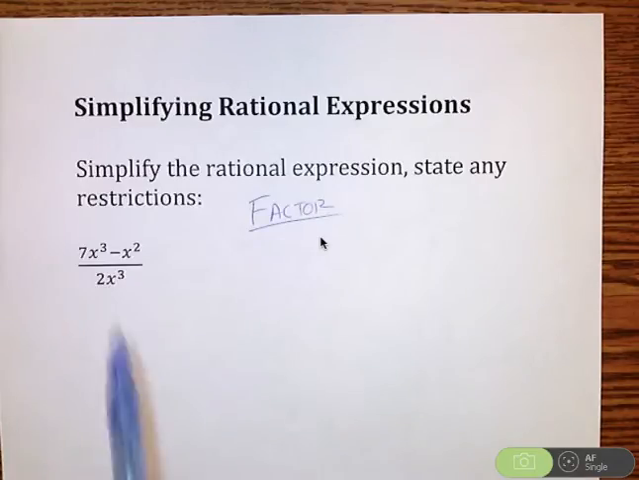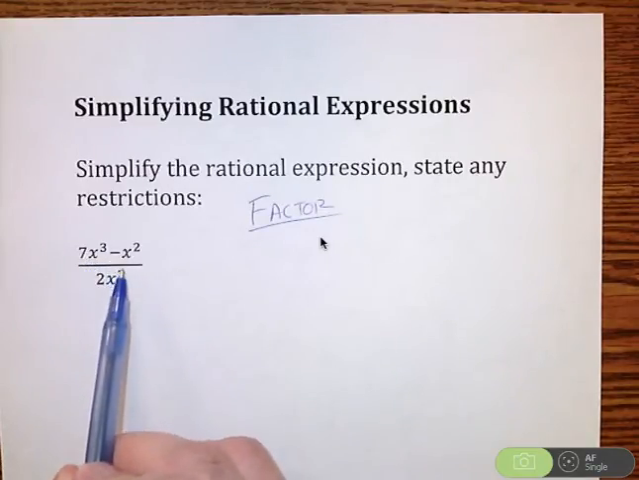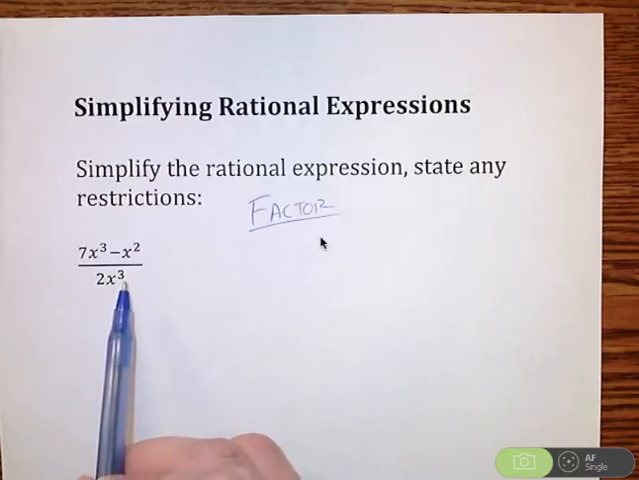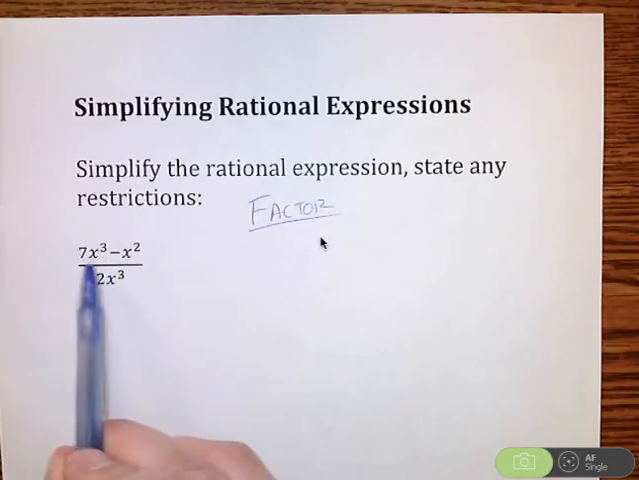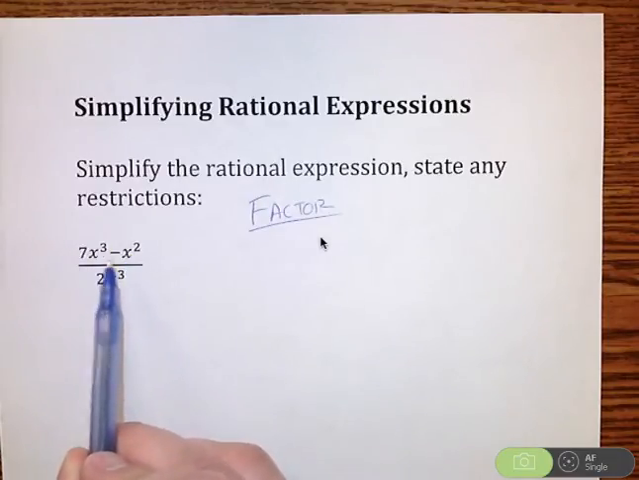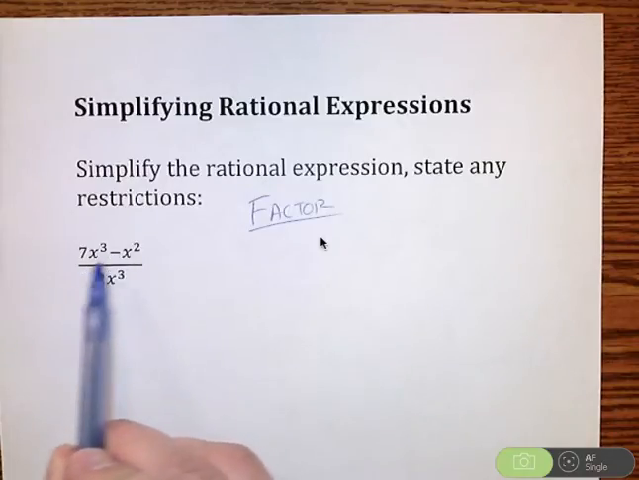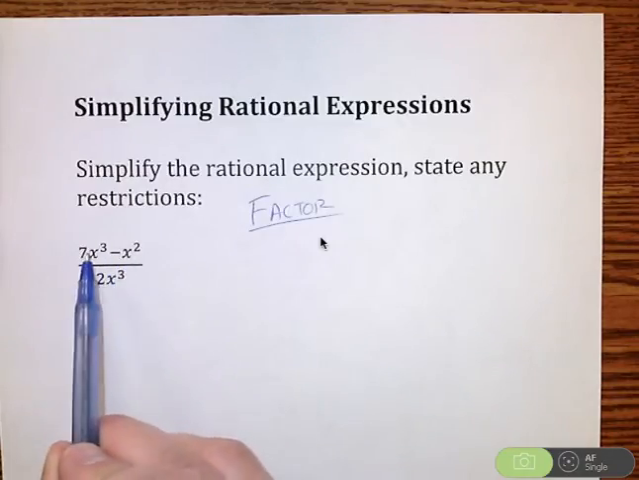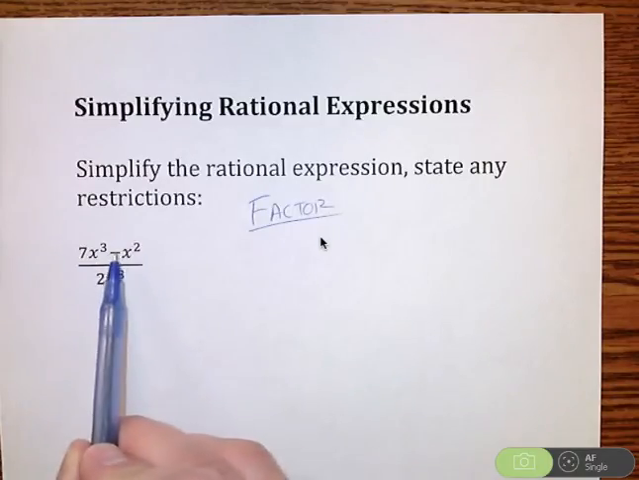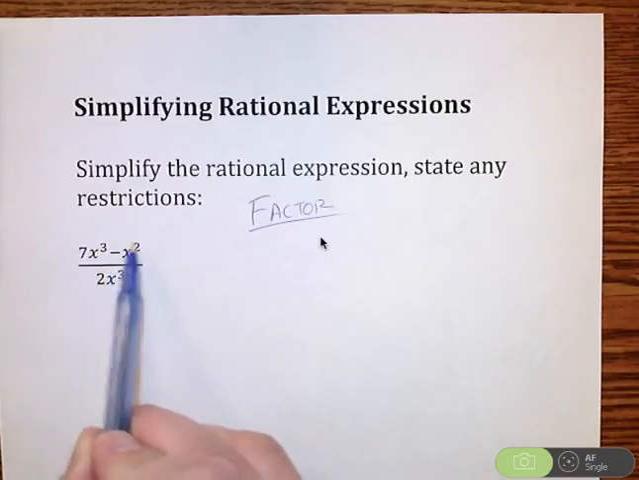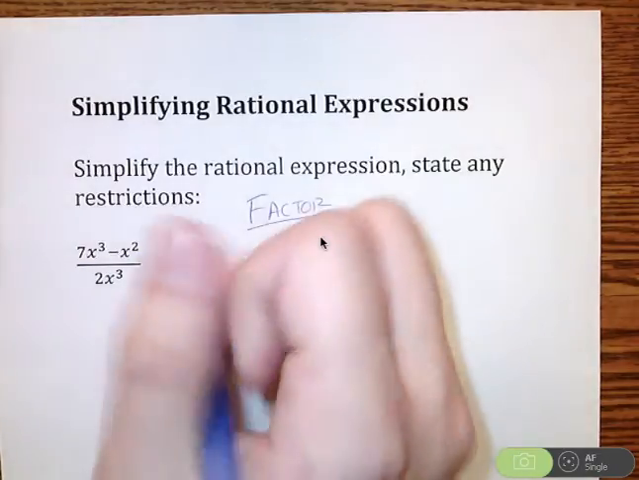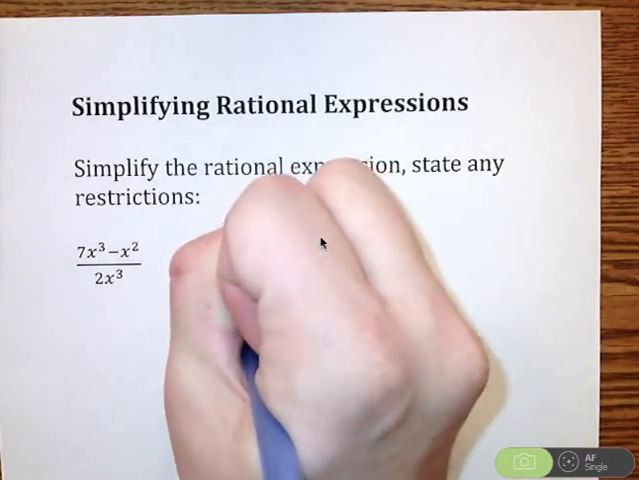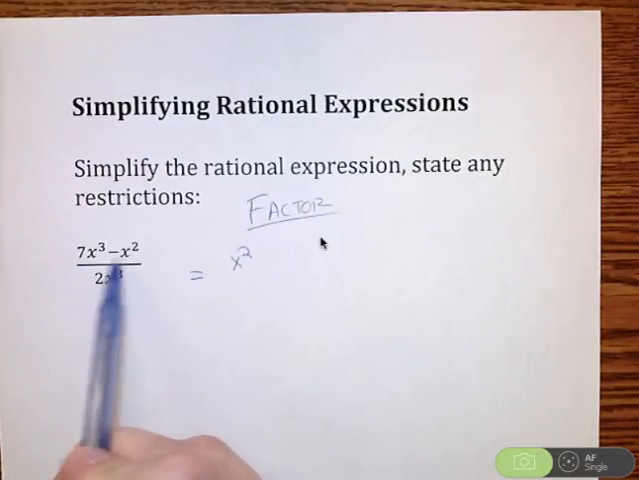So I have this expression: 7x cubed minus x squared divided by 2x to the third. First thing I'm going to do is try to factor the top, and then try to factor the bottom. Up top, I'm looking at 7x cubed minus x squared. I'm looking for a GCF, something I could pull out of both of these terms. I have a 7 and a negative 1, can't really do much with that. I have an x cubed and an x squared, so I can pull an x squared out of both of those pieces.